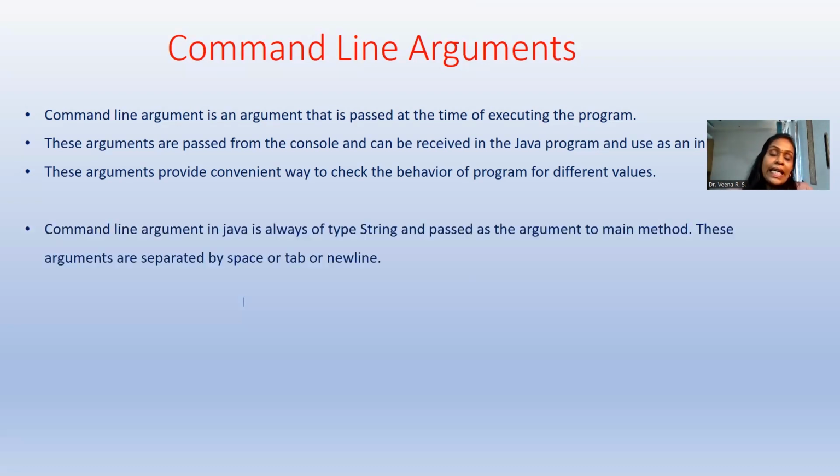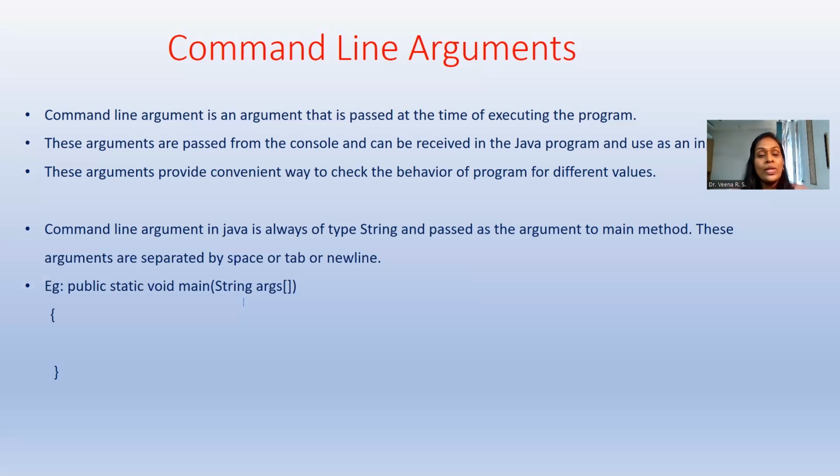You can always say that command line arguments in Java are always of type string, and they are passed as the argument to the main method. These arguments are separated by either space, tab or new line. So we can pass n number of arguments as command line arguments, and those arguments should be separated by space, tab or new line.